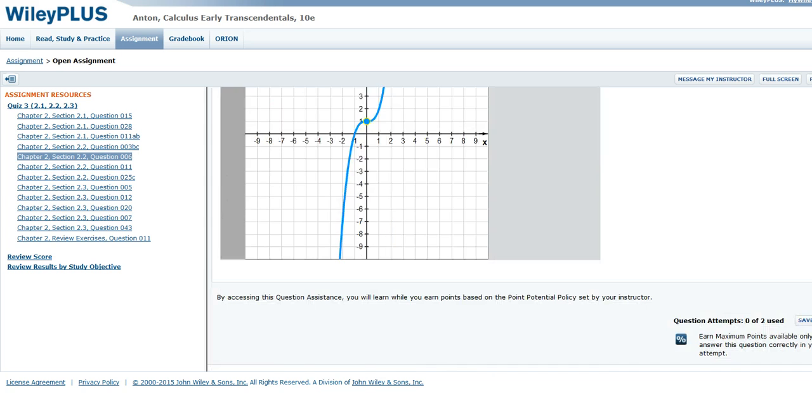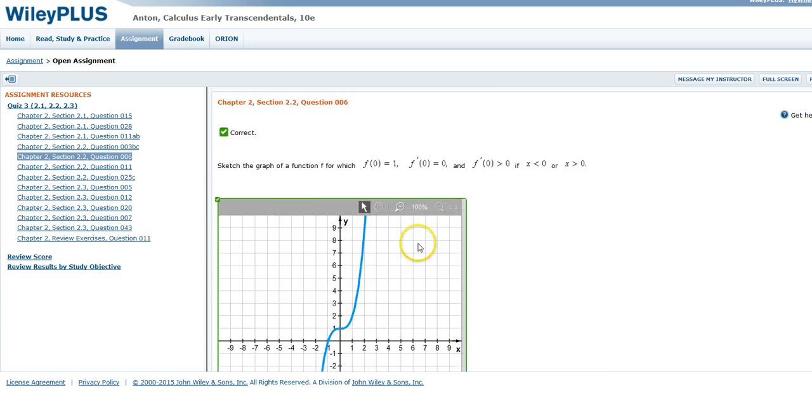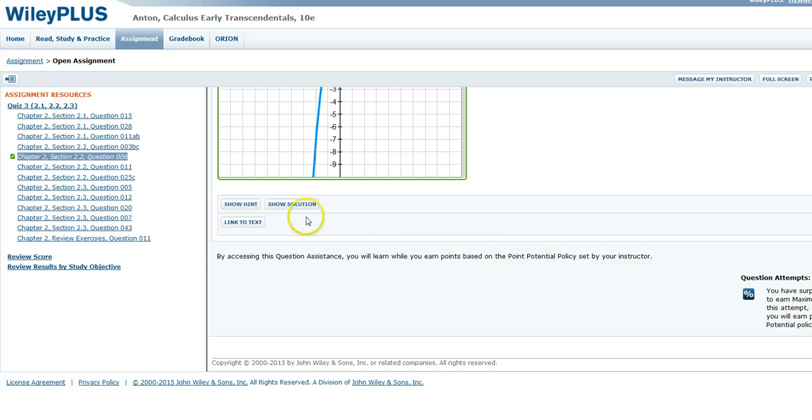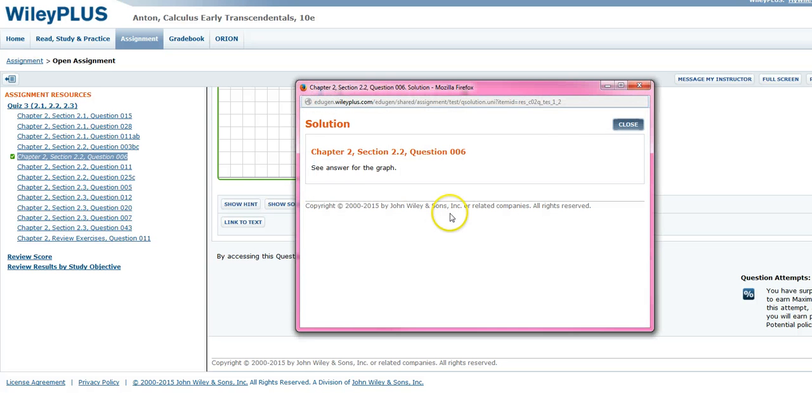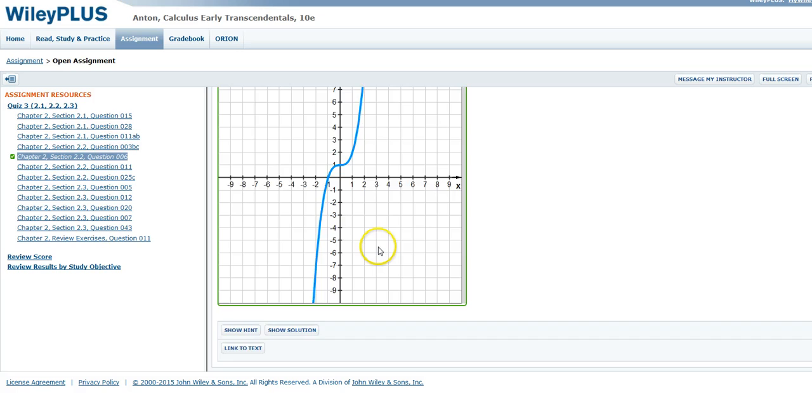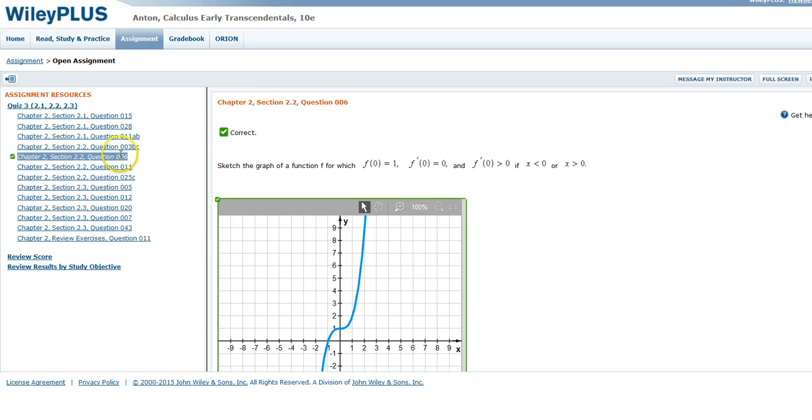And then if you scroll to the bottom, submit your answer, it will grade it and tell you your right answer. And then show solution, it will give you the answer if you got it wrong to see the solution for what that was.